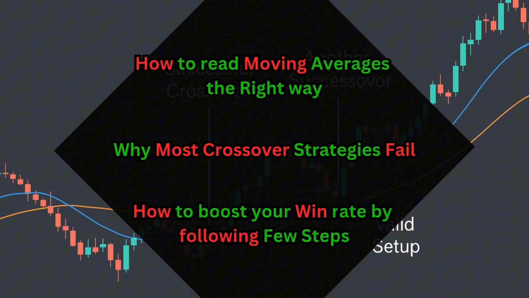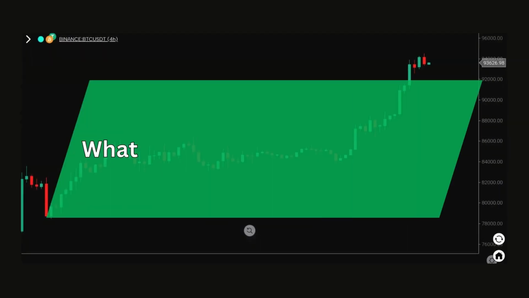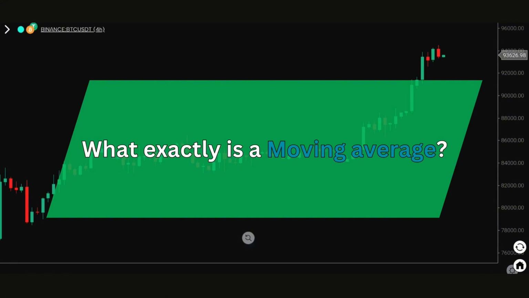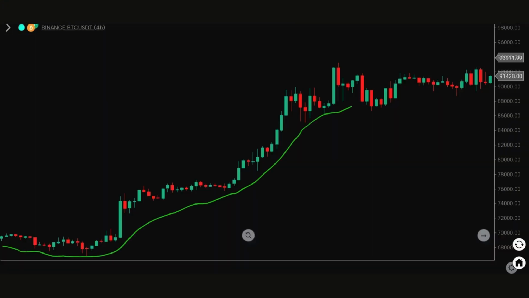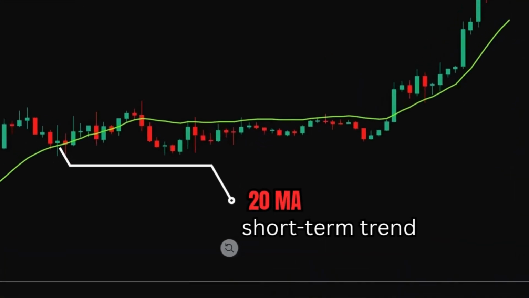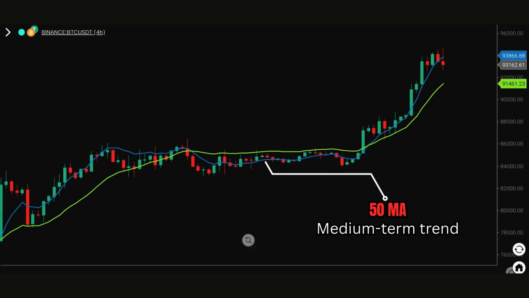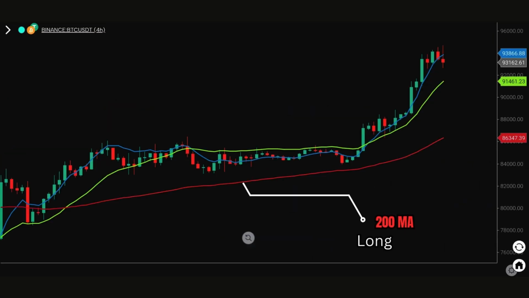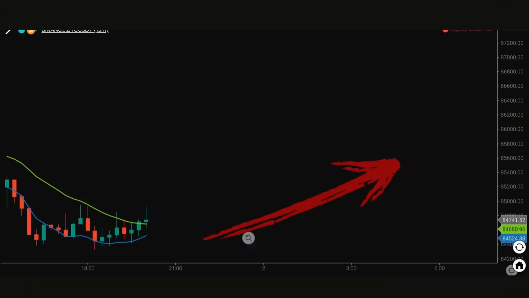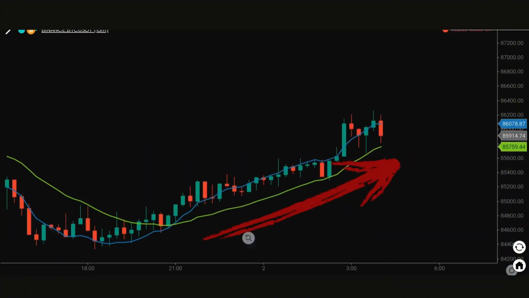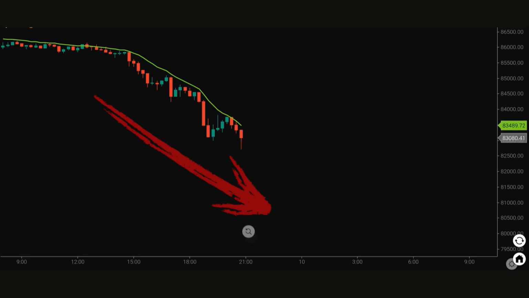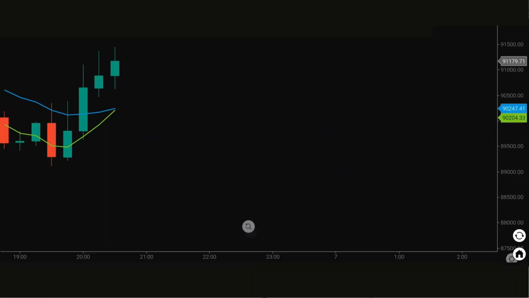Let's get started. First, what exactly is a moving average? It's a line on the chart that shows you the average closing price over a number of candles. It smooths out the noise and helps you spot the real trend. You can use a 20-period moving average for short-term trend, a 50-period moving average for medium trend, and a 200-period for the long-term direction. If price is above the moving average, the trend is up. If price is below the moving average, the trend is down. Simple, but powerful.